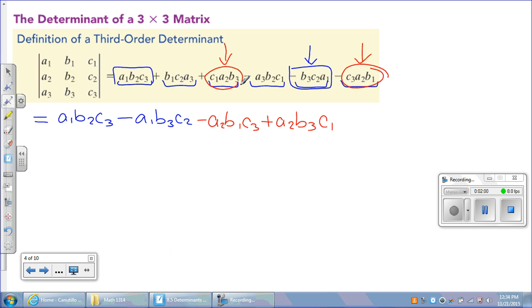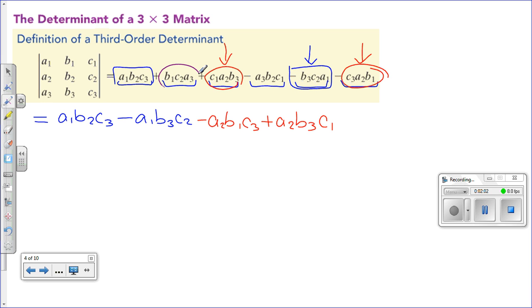Now I'm going to take the two terms that are left, which will be this one and this one here. First, I'm going to take the one with the positive sign. So plus A sub 3, B sub 1, and C sub 2. And lastly, that one. So negative A sub 3, B sub 2, and C sub 1.